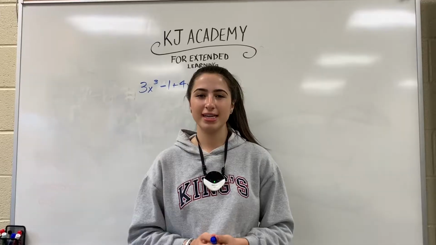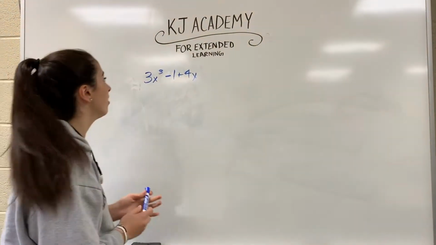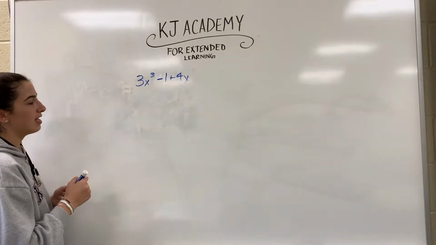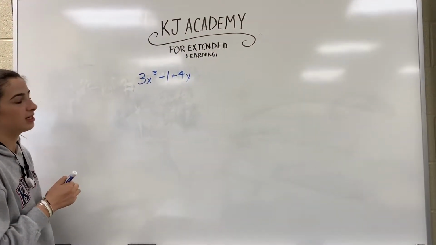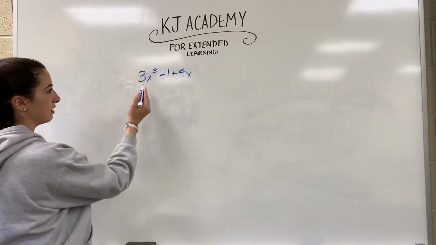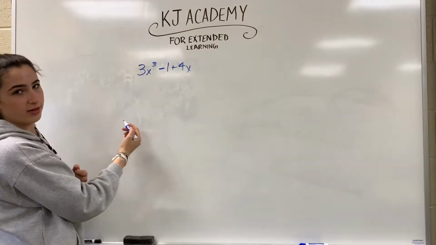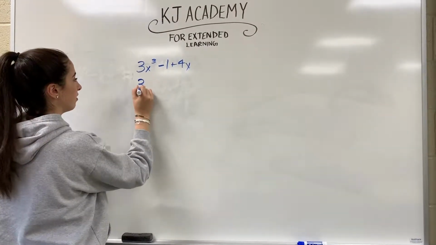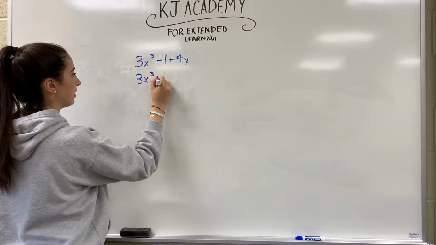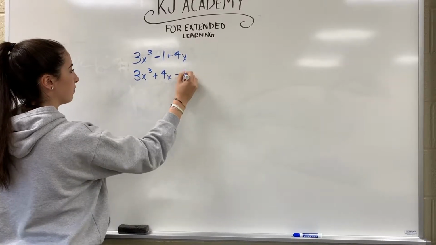Next, you must look at your polynomial, also known as your dividend, and arrange the terms in descending order of degree. For example, in this equation, your x to the 3 and your 4x are not beside each other, so we have to move those. 3x cubed plus 4x minus 1.